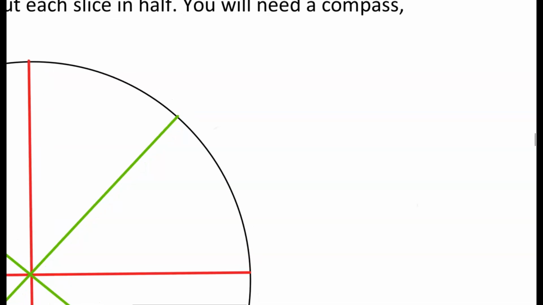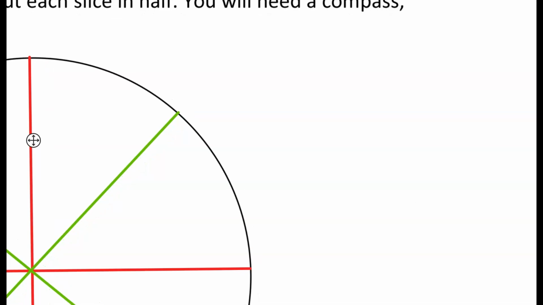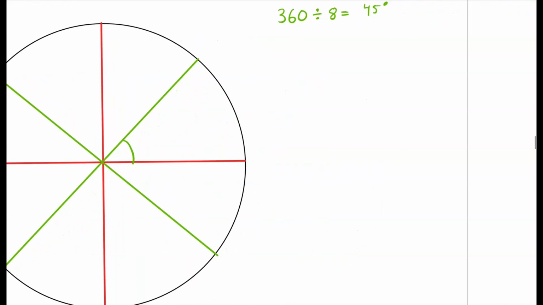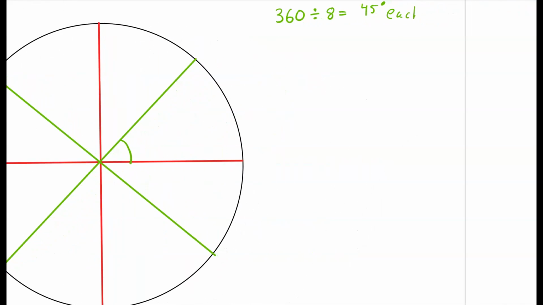A way that we could figure out what each one of these angles is, is taking 360, which would be the entire circle going all the way around, and dividing it by our number of slices. So we have 8 equal slices. If we did 360 divided by 8, we would get 45 degrees. And this would be for each individual slice.